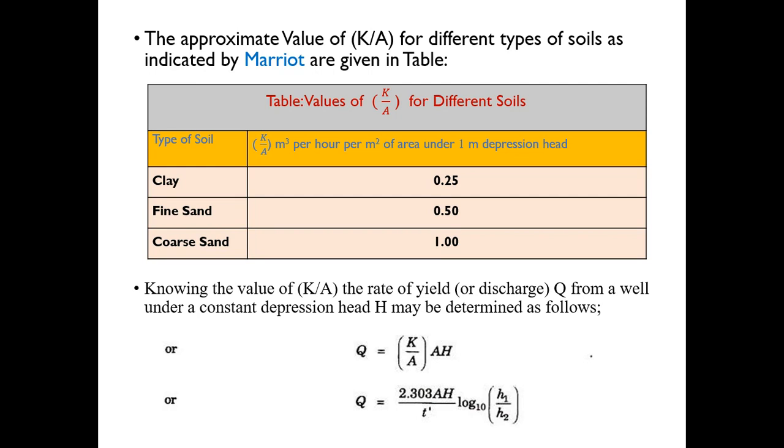So knowing the value of this K, the rate of yield or discharge Q from the open well under a depression head H may be determined as follows. With the help of this K, we should know only the depression head and the cross-sectional area of the well. K we can take from this Meinzer table. So this is all about the recuperation test and specific yield or specific capacity from the well, with the recuperation test and without a recuperation test using the Meinzer table.